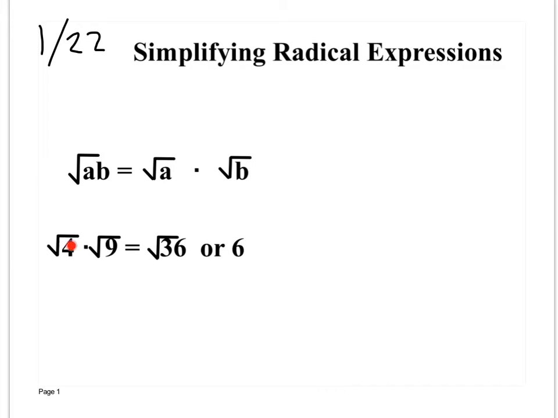Here we have the square root of 4 times the square root of 9. What we can do is multiply what's inside the radical signs, which is 4 times 9, or 36. What is the square root of 36? 6. So breaking up a square root, or multiplying to put something together, allows us to simplify them.